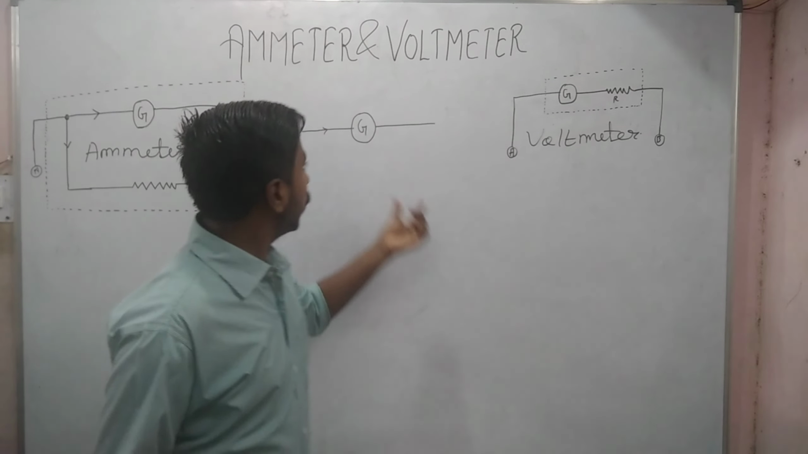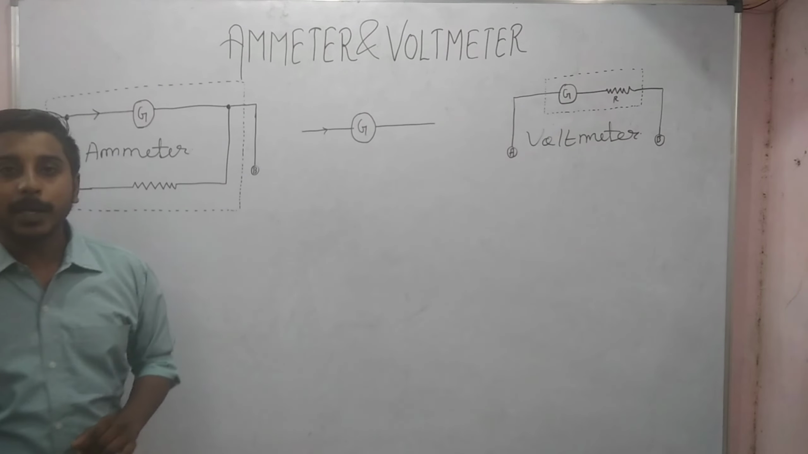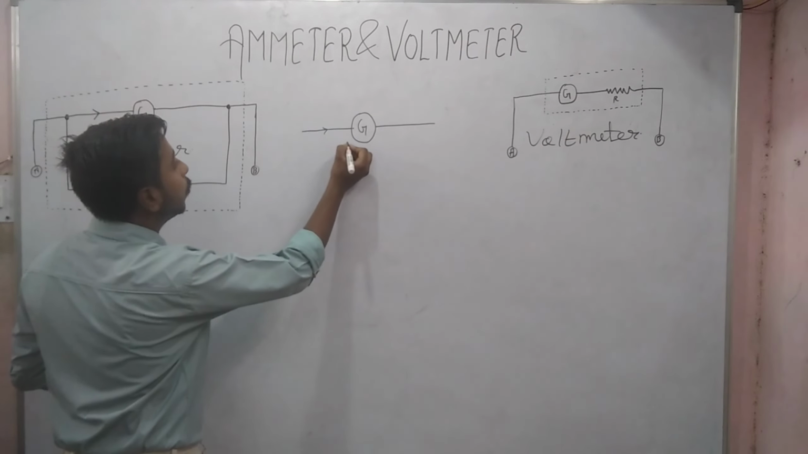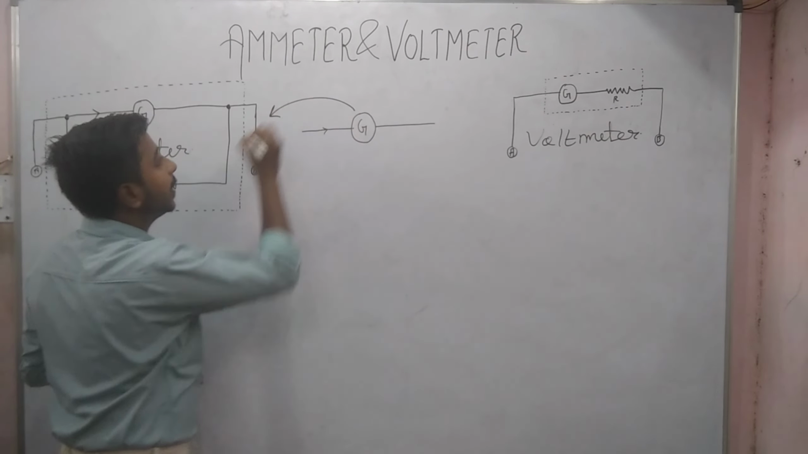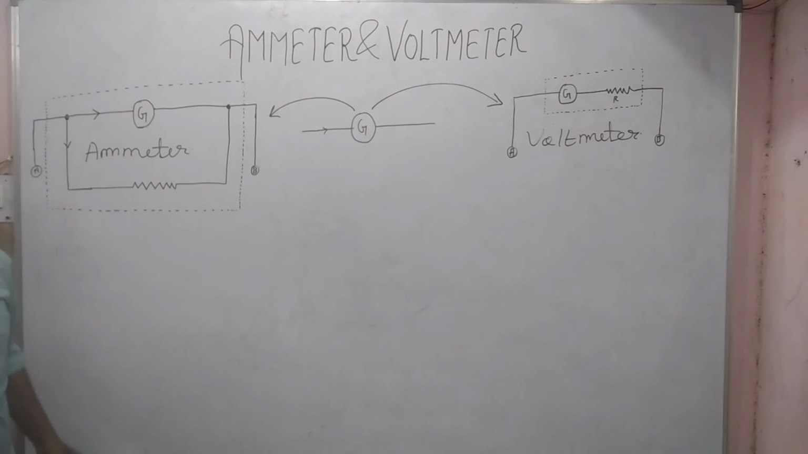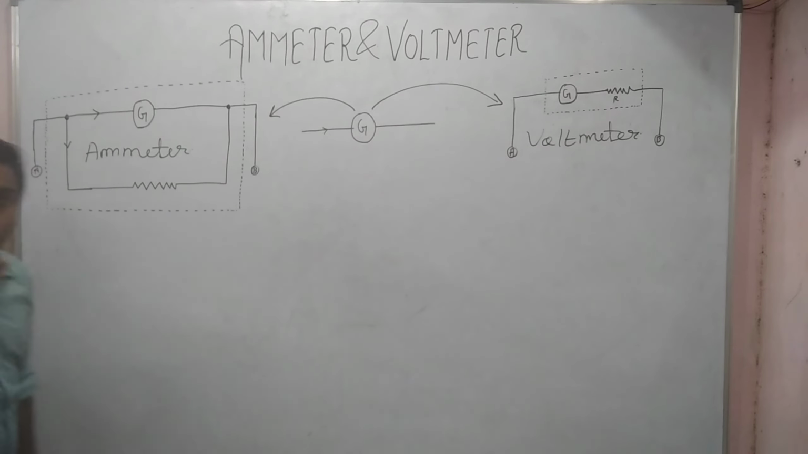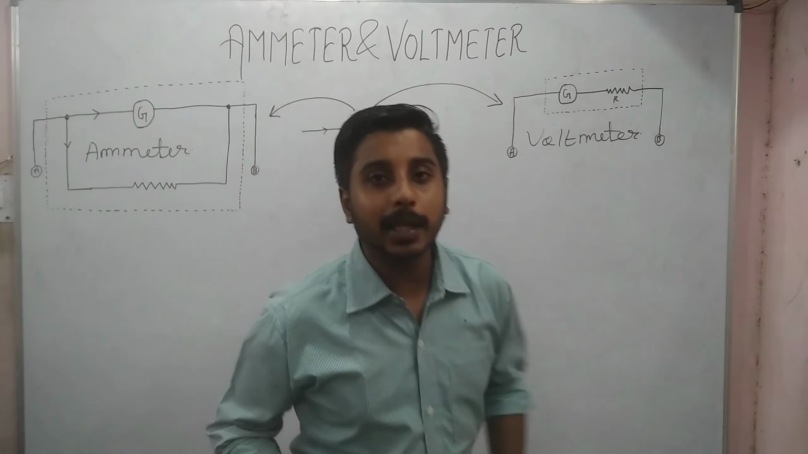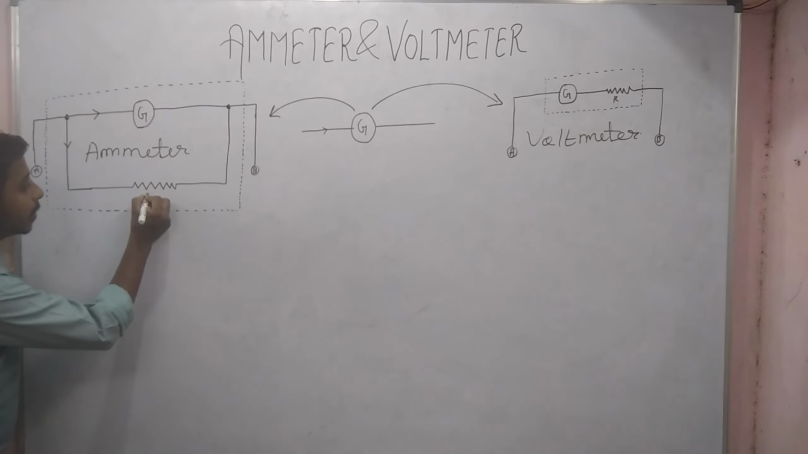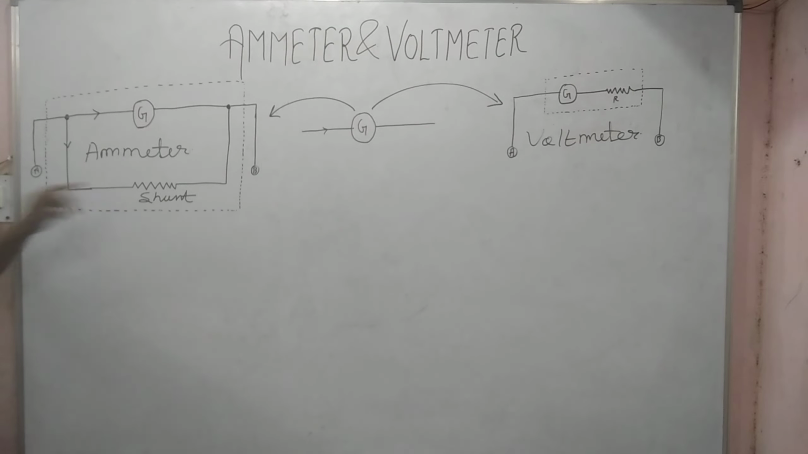These two things are derived from a common thing, that is a galvanometer. So here we will study how to convert a galvanometer into an ammeter and also how to convert a galvanometer into a voltmeter. So first of all we will study about ammeter. To convert a galvanometer into an ammeter, a small resistance called shunt resistance is connected parallel to galvanometer.